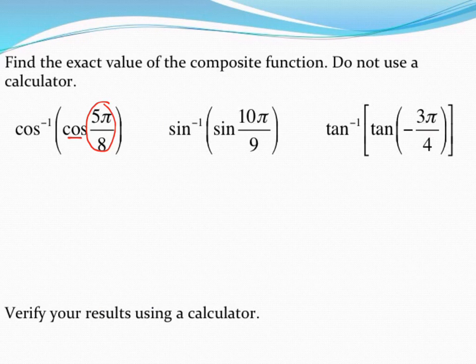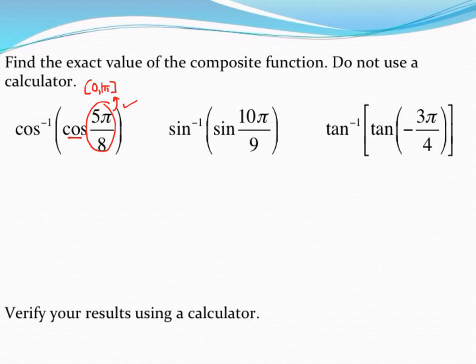Okay, so first up I have 5 pi over 8 for a cosine. Well, according to that chart, the domain of the cosine function, our restricted domain, was between 0 and pi. And so I want to know, is that value in there? And yes, it is. And if you're not sure, then make it into a decimal. 5 over 8 is less than 1 pi, so it's in there.